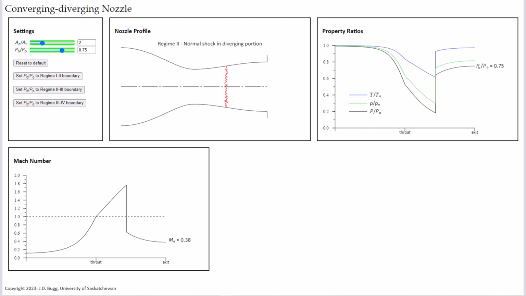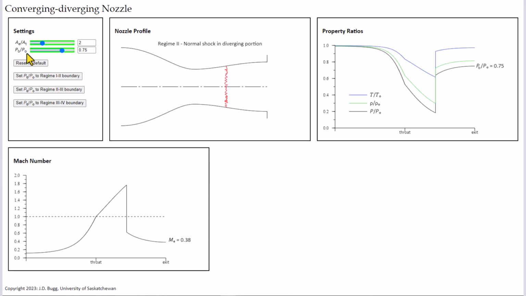Now we'll demonstrate each of these 4 regimes with an online calculator that solves the equations that we've been talking about and shows the profiles of the properties through a converging diverging section. There's a link to this calculator in the description for this video if you want to visit it and play around with it on your own. First, let's provide a quick orientation to the simulator. There are only 2 things you can change, the area ratio and the back pressure ratio, and I'll talk about those in more detail later.